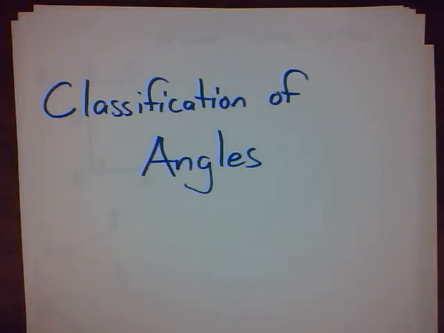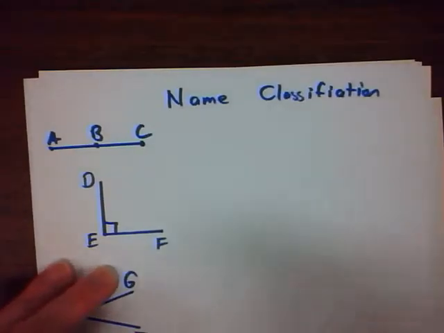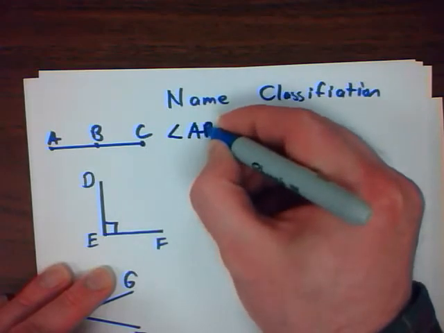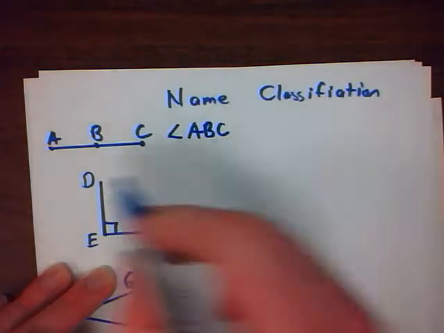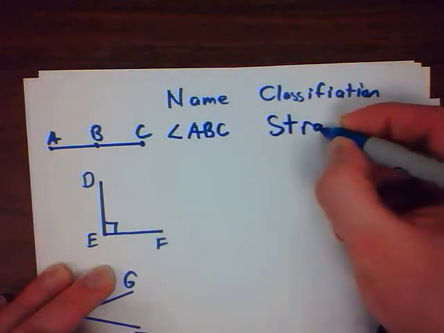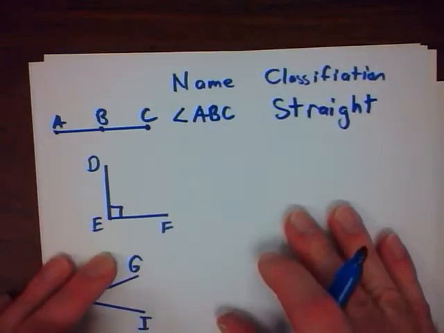In this session, we're going to be looking at the classification of angles. Remember, the classification is not the same as the name. I'm going to work my way through a series of examples. The name of this angle is angle ABC. Its classification, this angle right through here, is called a straight angle. Students in my class, you might want to be taking notes.